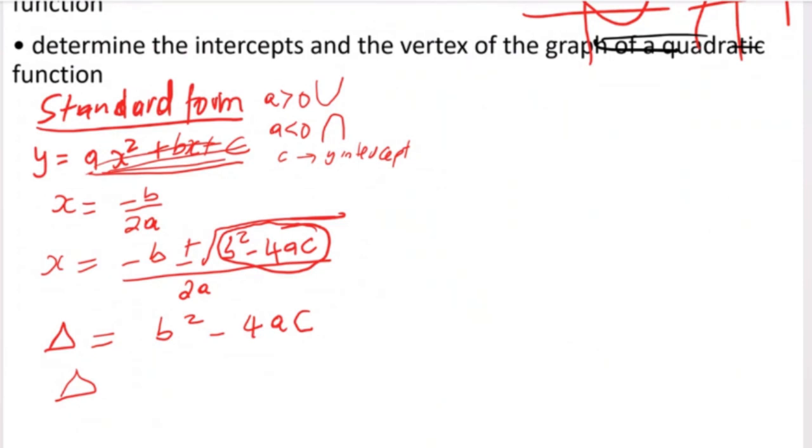If your discriminant is greater than 0, what do we mean? If you substitute your a, b, and c and you find the value is positive, it means you're going to get 2 real solutions. That means 2 x-intercepts. That means your graph is going to be doing this. If your discriminant is equal to 0, it means you are going to have 1 real solution.